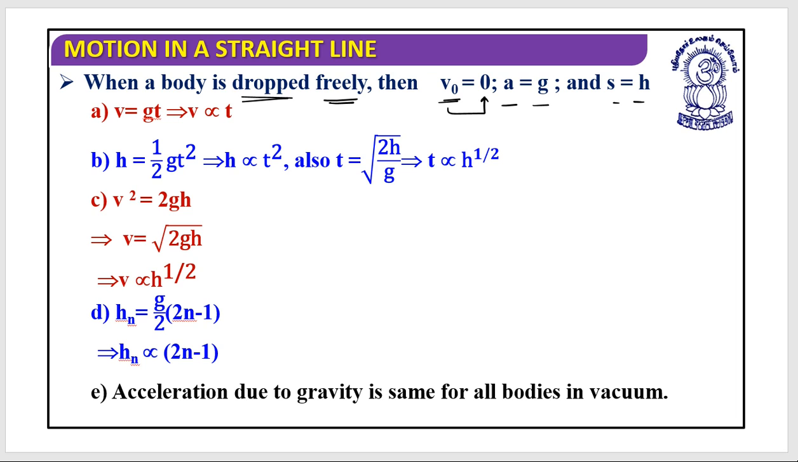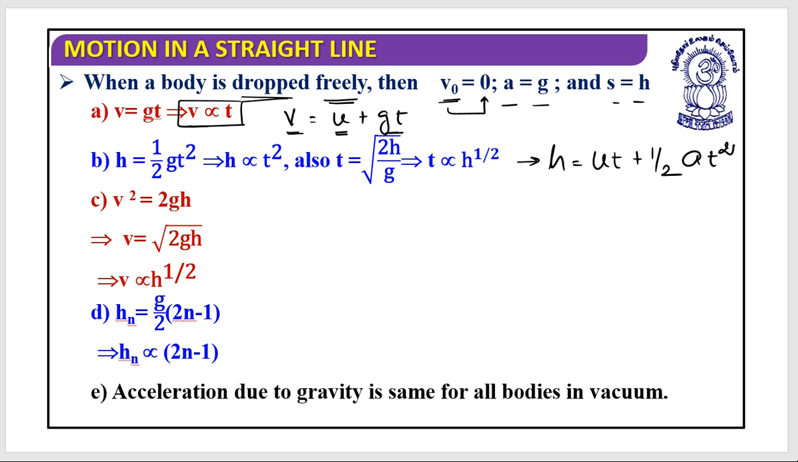So let's rewrite the relations. My relation v is equal to u plus gt. If I replace this u with 0, then I have v is equal to gt. That means v is directly proportional to t, because I know that g is a constant for a particular location on a particular planet. Yes.